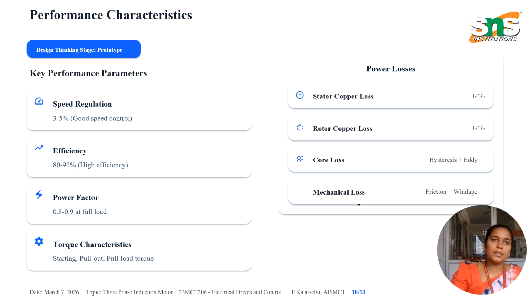The important performance parameters include efficiency, power factor, speed regulation, and power losses. The three-phase induction motor has high efficiency, 80 to 92 percent, and the power factor is typically 0.8 to 0.9 at full load. Speed regulation is very good compared to the single-phase induction motor, typically 3 to 5 percent. Power losses include stator copper losses, rotor copper losses, core losses, and mechanical losses.